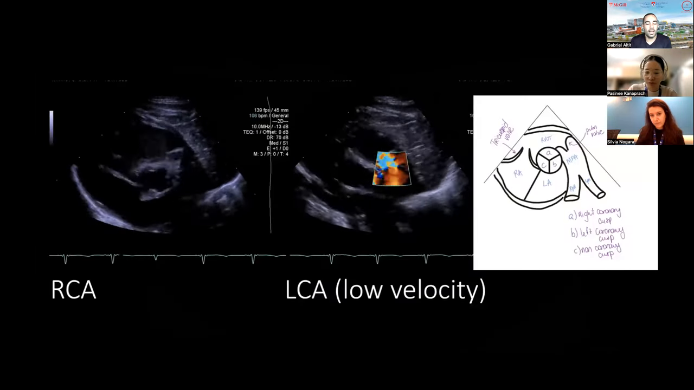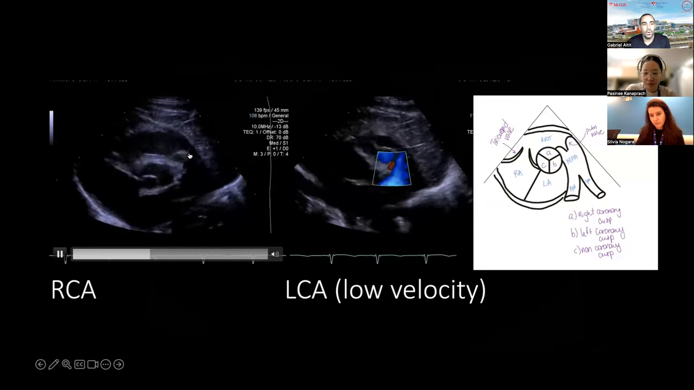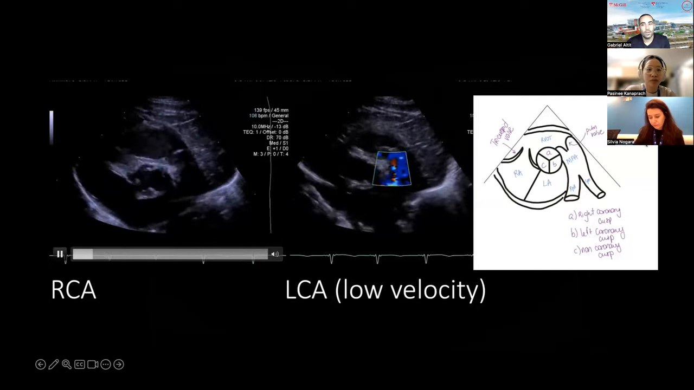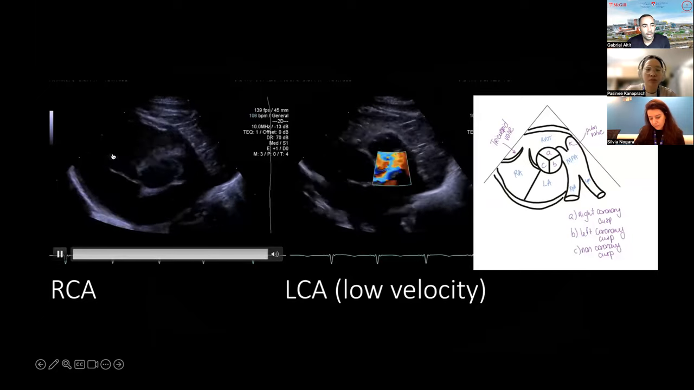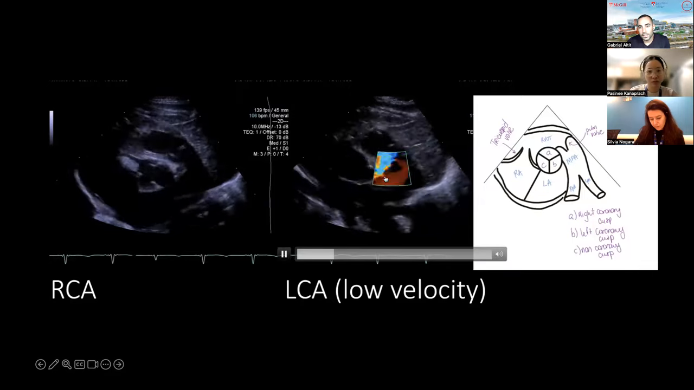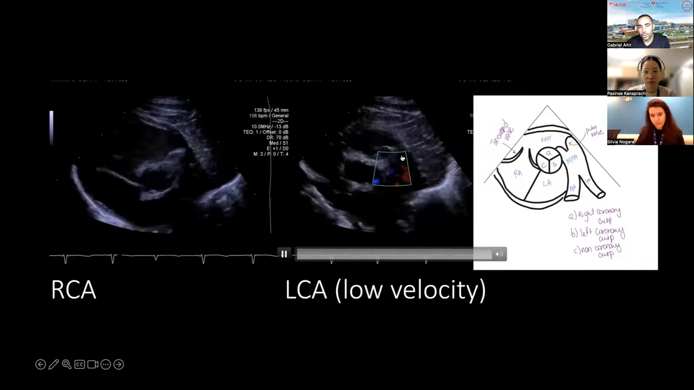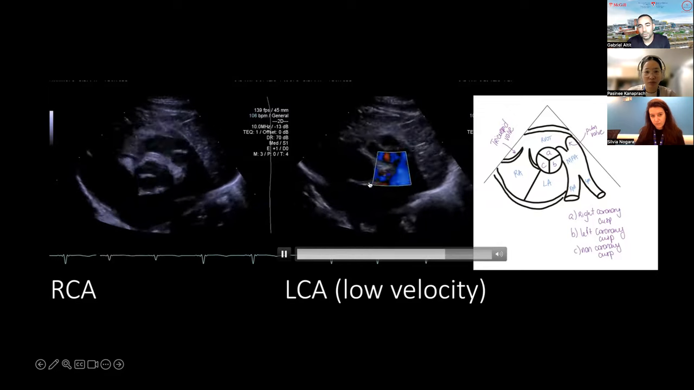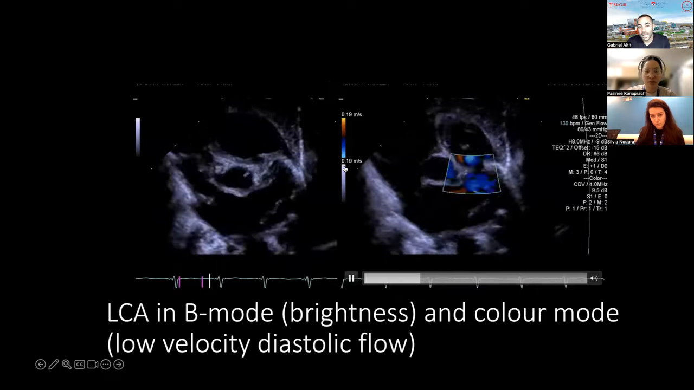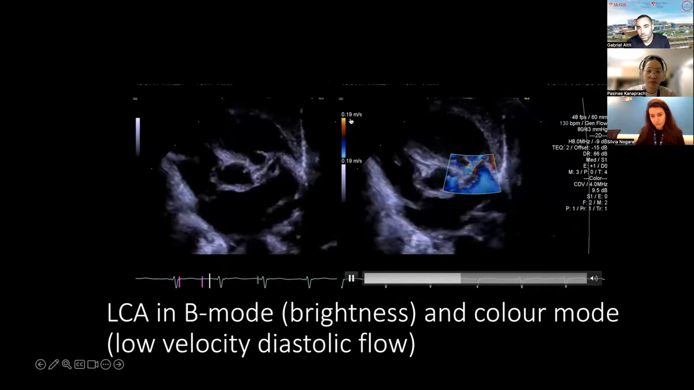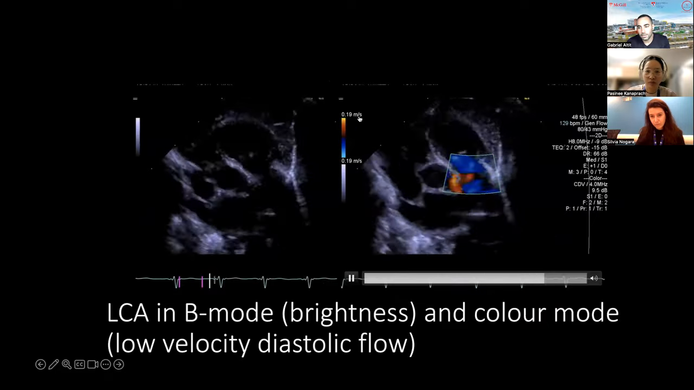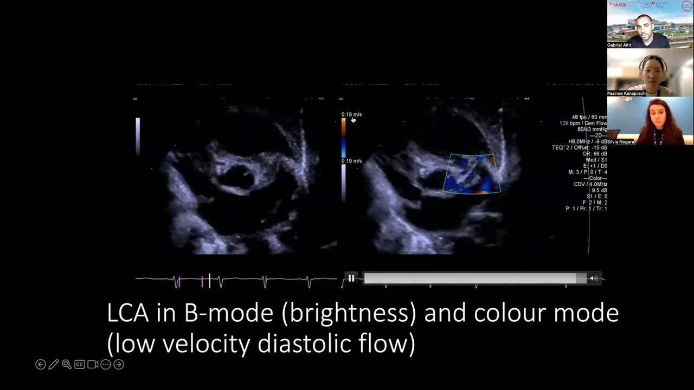So this isn't a kid, this isn't a baby. We see here the right coronary artery that's branching just above your LVOT and your aortic valve. And you can see here in color, the red flow in diastole, which corresponds to the left coronary artery, which is low velocity. That's why the Nyquist is so low, right? You can see here how low it is. It's like 19 centimeters per second, 0.19 meters per second.